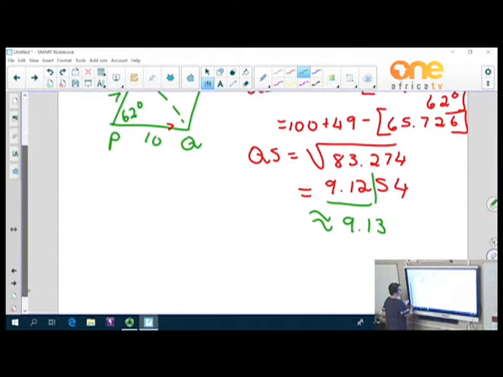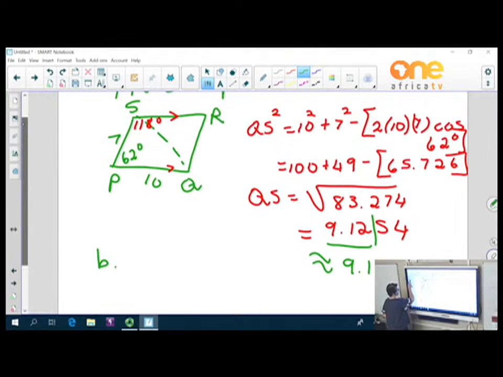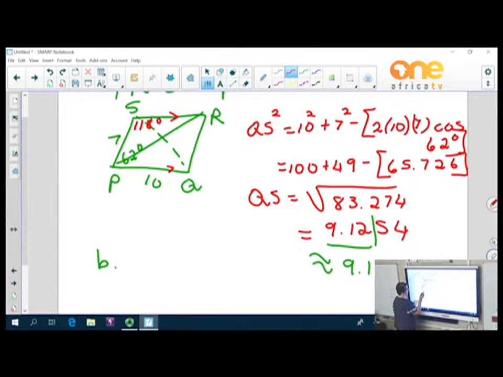But there's also a B part, and now they want us to calculate PR. So this is this diagonal. Those two diagonals are not equal. We have now to calculate another angle there. Now this is where we're going to use this 118 degrees, because it means this angle here is 118 degrees. In the parallelogram, opposite angles are equal. We want to calculate PR now. Obviously, this one is also 7 because it is a parallelogram.